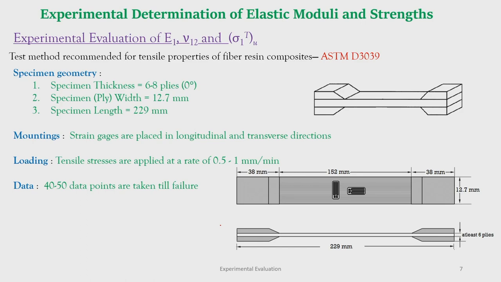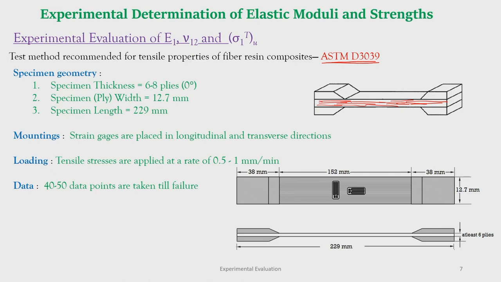The details of the experiments follow ASTM, the American Society for Testing and Materials. ASTM D3039 gives the full details of how to conduct these experiments: the specimen dimensions, loading, everything. We are not going into those details; they are all available in the ASTM standard. In this case, the specimen is 6 to 8 plies, all 0 degree plies, stacked together.